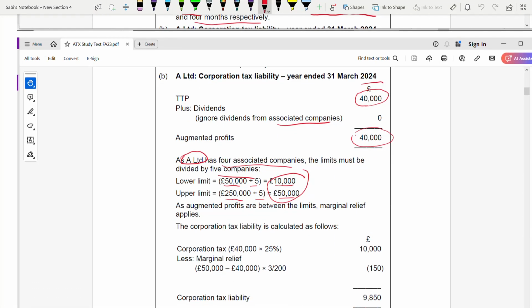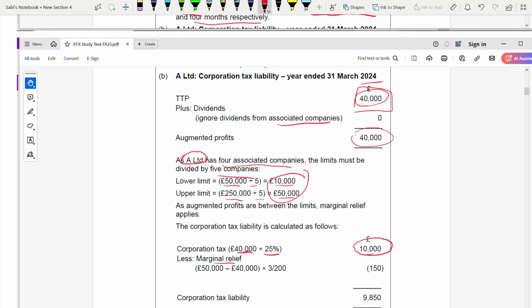the main rate is 25% on 40,000, that is on TTP. Your TTP is also 40,000. Augmented profit is also 40,000. Okay. So now corporation tax is 10,000.